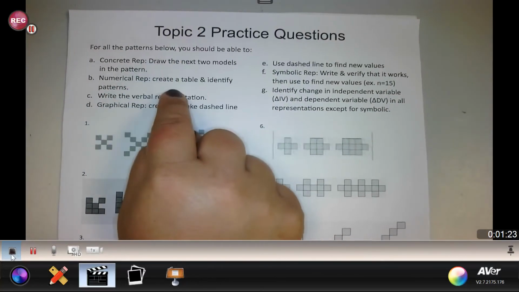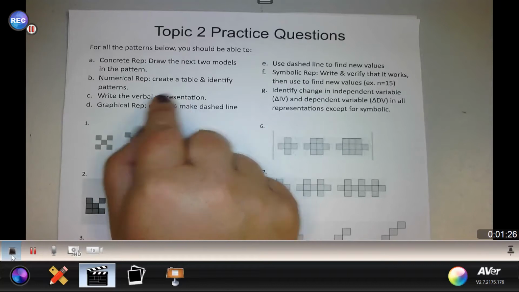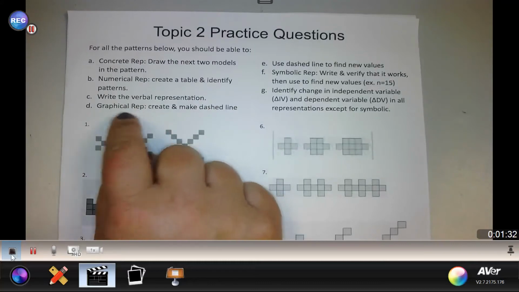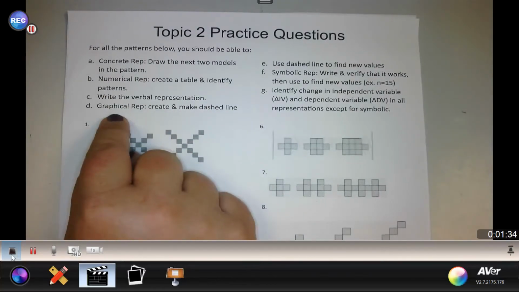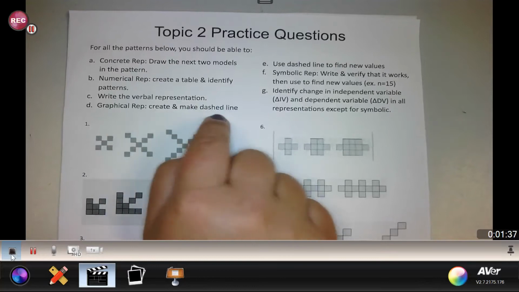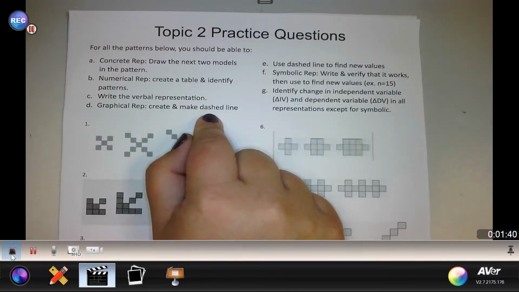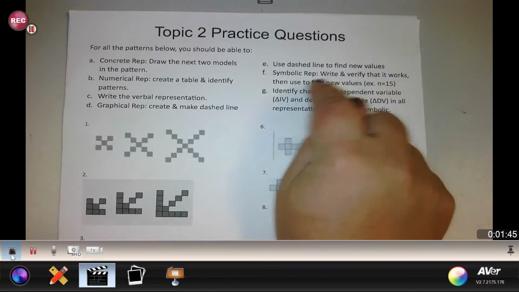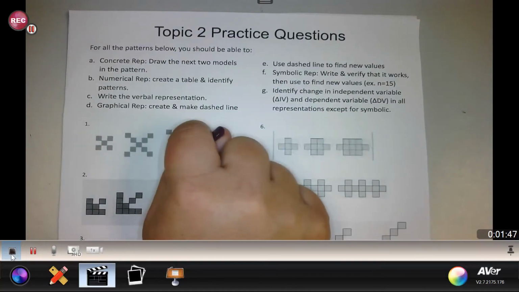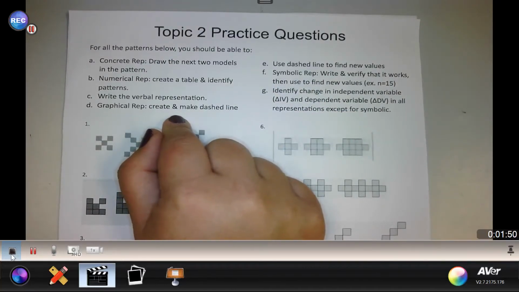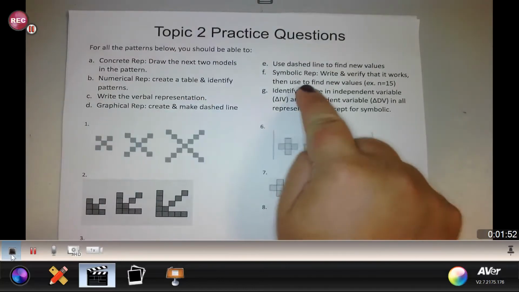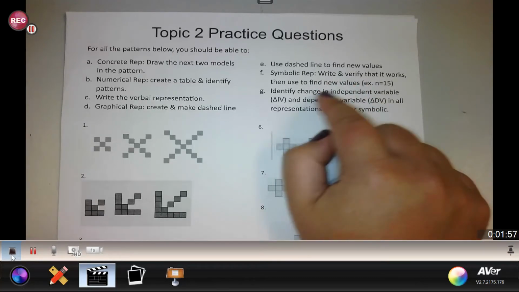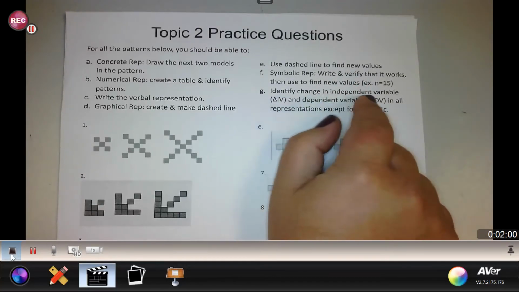Numerical representation, so you want to be able to create a table, because remember, the numerical representation is the numbers, but you organize it in a table. And then identify patterns and write the verbal representation. For graphical representation, you need to create the graph and then make a dashed line like I did in the day 3 notes, and then use that dashed line to find new values. If your graph doesn't form a line with the dots, then you've done it wrong. Just a little check for you. Symbolic representation, you need to be able to write it, and then verify that it works, and I'll show you what that means, and then also use this to find new values.